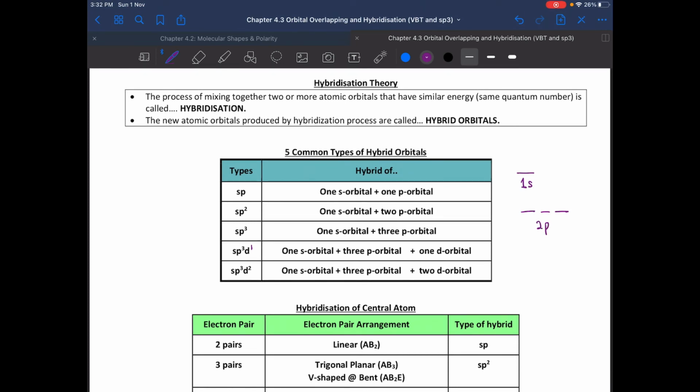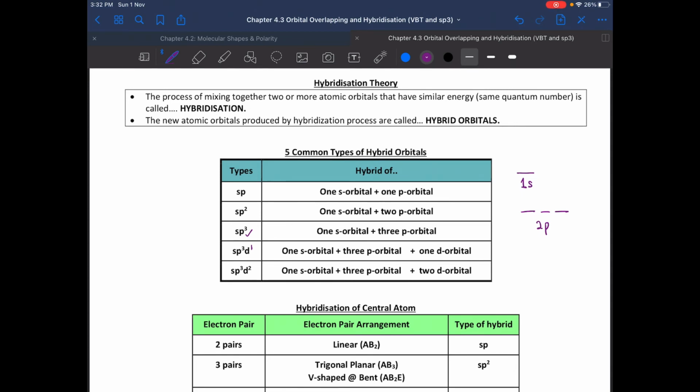Ada 2px, 2py, 2pz. Kalau 3p pun sama. Kita ada 3px, 3py, 3pz. Kita mana ada 4 orbital. Kita hanya ada 3 orbital for 2p. Okay, so that's why for this hybrid orbital, the maximum is sp3. There is no sp4, sp5, sp6, tak wujud.